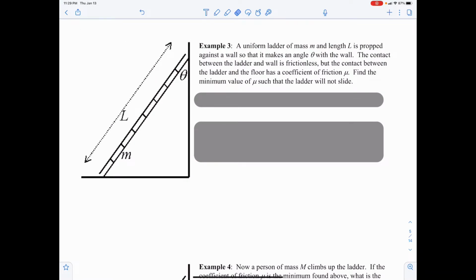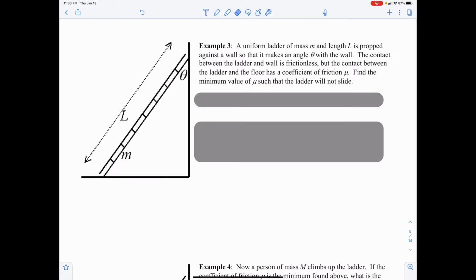Example 3. A uniform ladder of mass m and length L is propped against a wall so that it makes an angle theta with the wall. The contact between the ladder and the wall is frictionless, but the contact between the ladder and the floor has a coefficient of friction mu. Find the minimum value of mu such that the ladder will not slide.